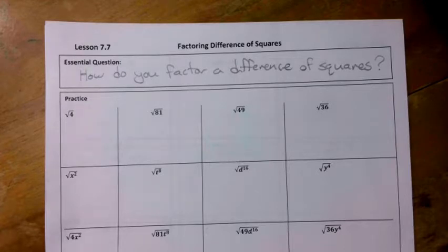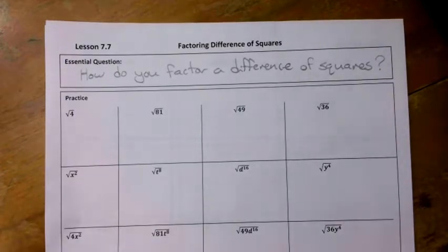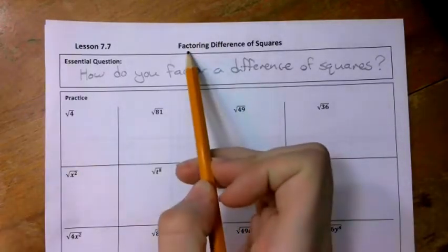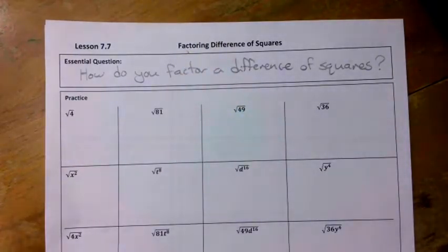We are starting our next essential learning for the school closure, and that is factoring. So we've learned how to multiply polynomials together and find their products. Now we're going to go in reverse, so that's factoring. And we're going to start by talking about the difference of squares.